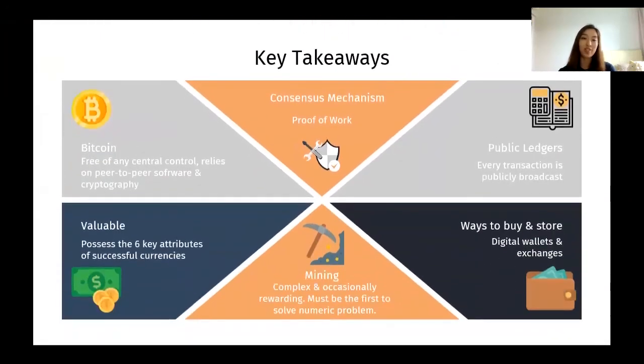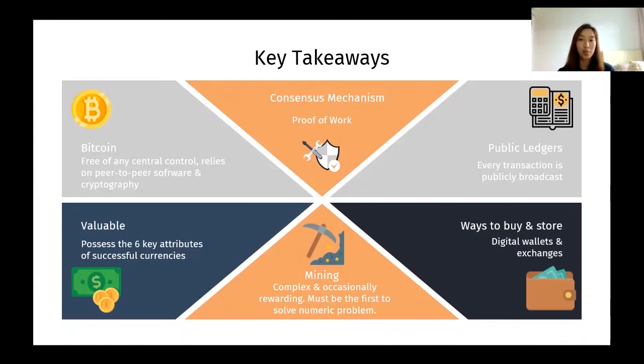Okay, so for this video, you should have understood the following. Bitcoin is a digital cryptocurrency which operates free of any central control or the oversight of banks or governments. Instead, it relies on peer-to-peer software and cryptography, and it uses a proof-of-work consensus mechanism. And the public ledger records all Bitcoin transactions, and copies are held on servers around the world.